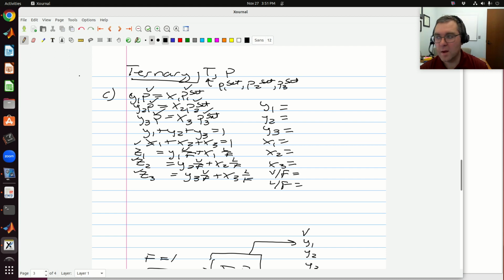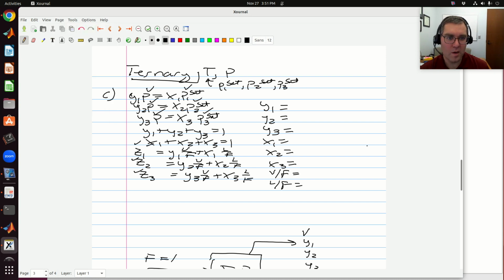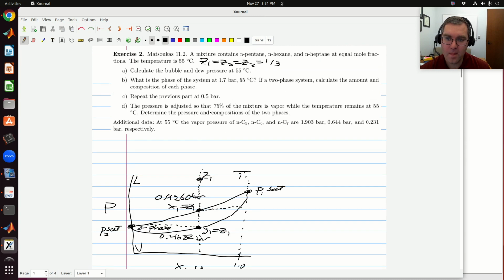Now what's going to change? Actually I'll just set it up in here. So what's going to change in D, so that's C, is I specify the pressure and I knew the temperature. Now in D, we're told that the pressure is going to be adjusted. So the difference is now in D, I don't know P. So P is going to become a variable that I'm solving for. The pressure is adjusted so that 75% of the mixture is vapor, while the temperature remains at 55 degrees C. So temperature remains the same as 55. I now know V over F, but I don't know P, so I'm just going to have to set it up.